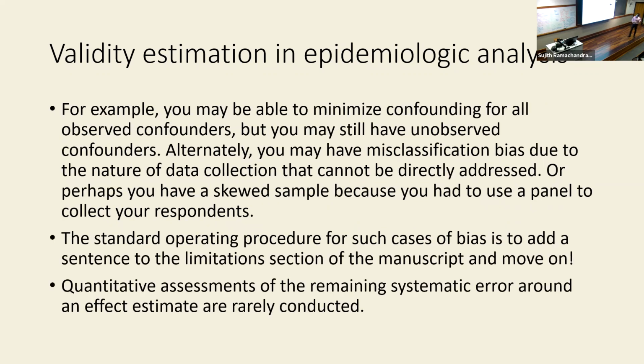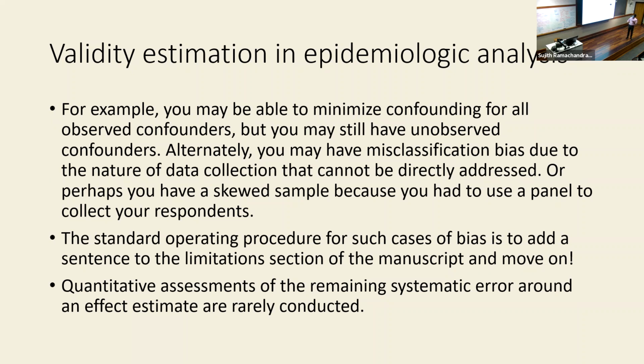For example, you might have, let's say, confounding in your study, and you might decide that you want to account for all the confounders. Now, you will collect as many confounders as you can. You collect data on as many confounders as you can, and then you will adjust for them in your multivariable regression model. But you may still have unobserved confounders that may be biasing your effect estimate in your study.